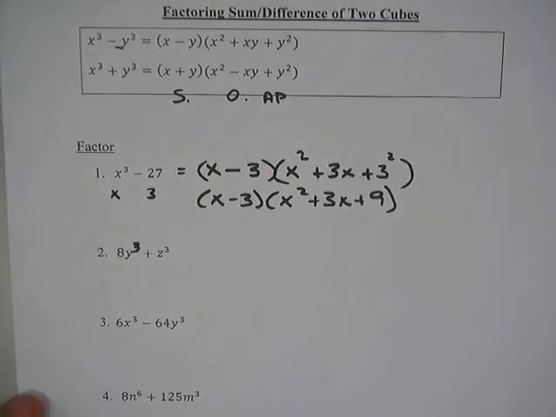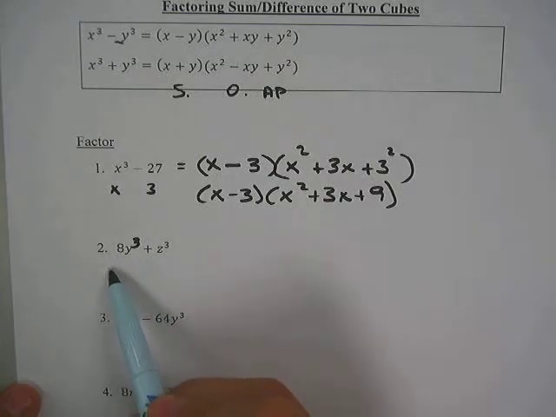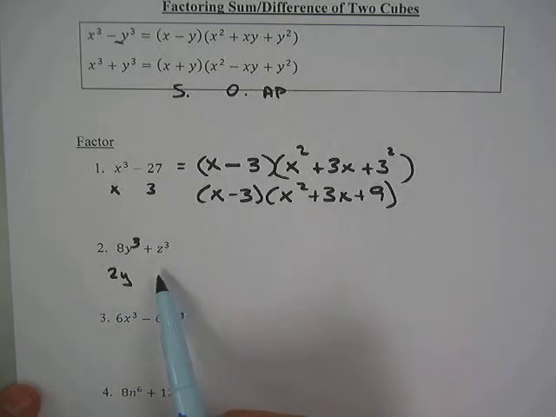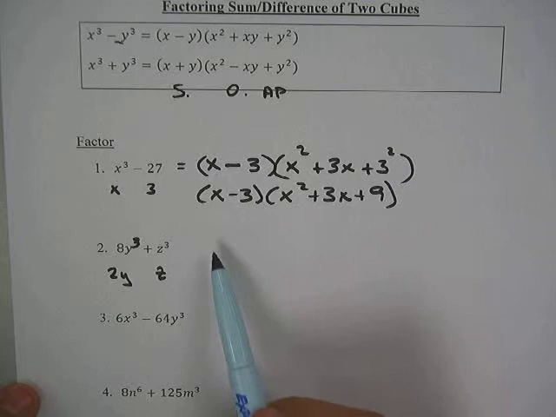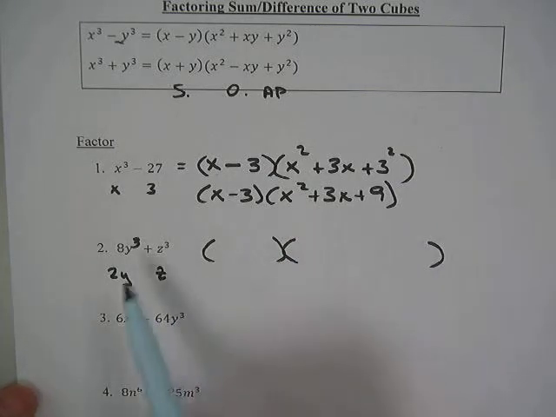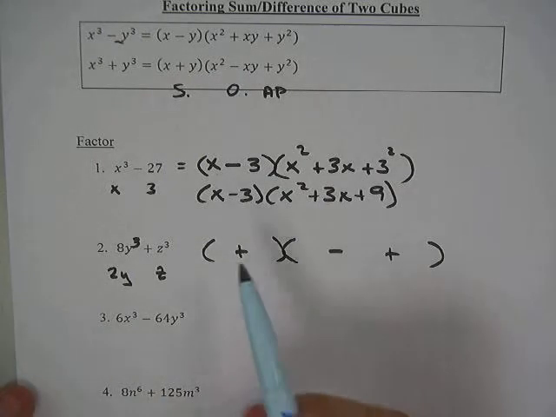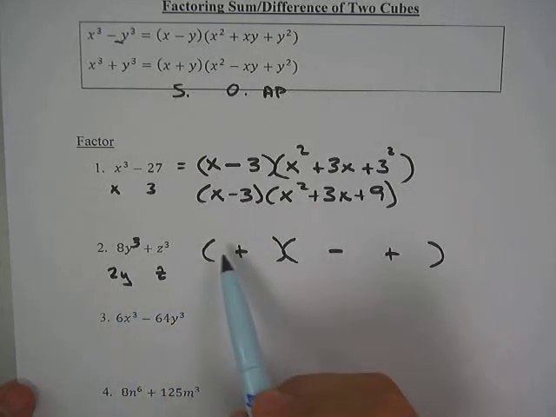Well, first let me change this little typo here. Sorry, this should be y to the third right there. So I'm going to list my cube roots first. So the cube root of 8y to the third is 2y. The cube root of z to the third is z. Okay, so I'm going to set everything up. So it's plus this time, so it's same, opposite, always positive.